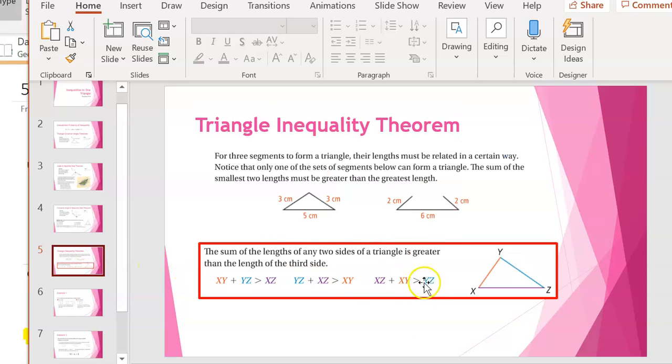And then the last thing we're going to look at is the triangle inequality theorem. And so this is simply stating that any two sides, their sum must be greater than the third side. So for example here, 3 plus 3 is 6, it is greater than 5. 5 plus 3 is greater than 3. And then over here we see a fail. 2 plus 2 is not greater than 6.